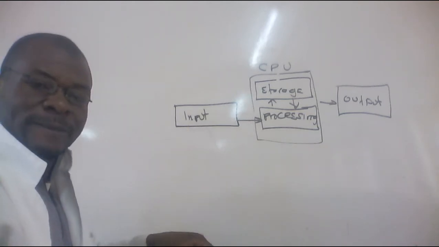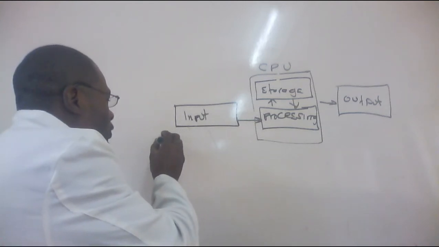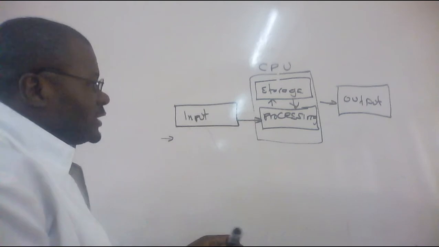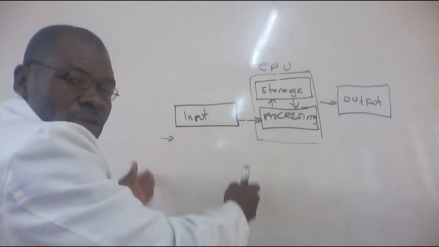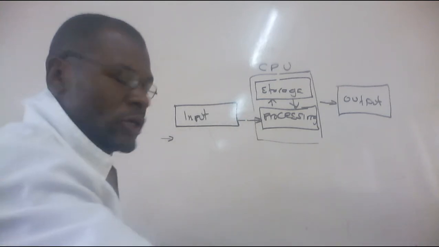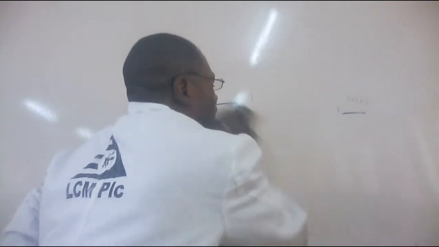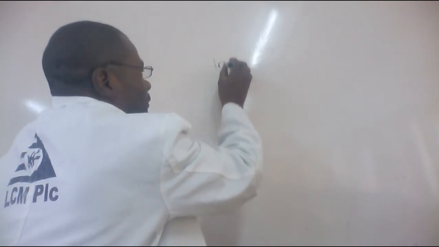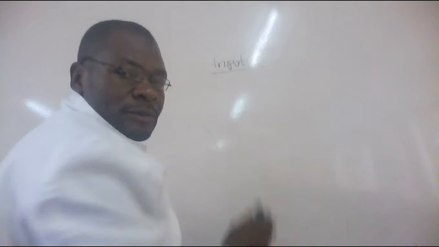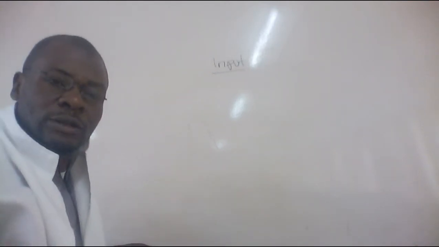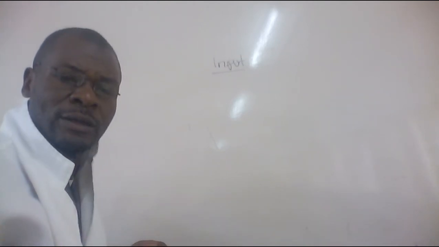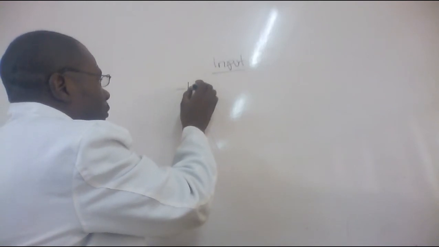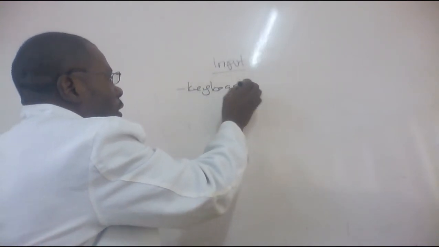So under input, to start with, the most common type of device you can have there, let's assume we understand this. Then today I will just concentrate on input devices. So let me just clean the board, and I want you to assume that we are dealing with the input devices. So the most common type of input device which can be found on any computer is a keyboard.